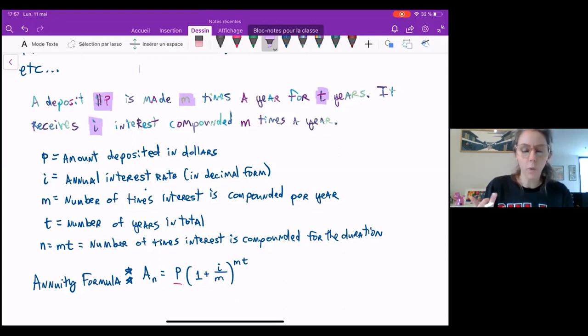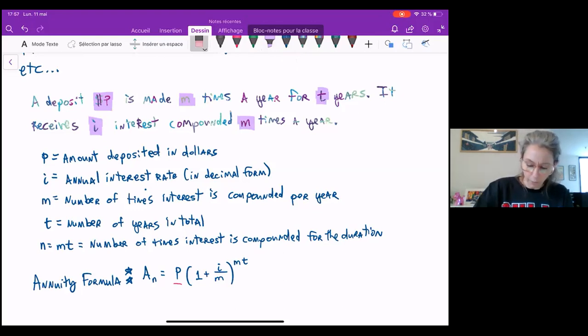The next variable we have is M. M is the number of times that the interest is compounded per year, but note that it's also the number of times I'm depositing per year. So the compoundings and the deposits are happening at the same intervals. And then I have T, which is the number of years in total.